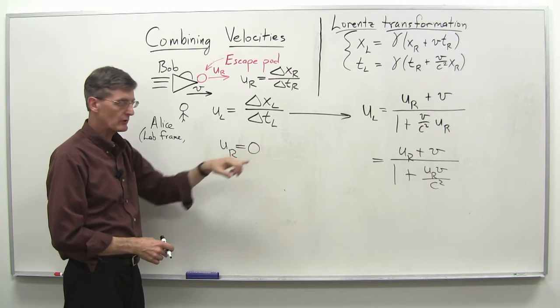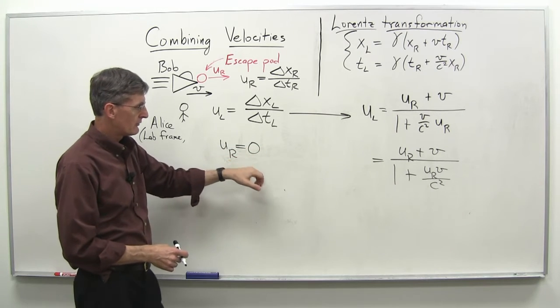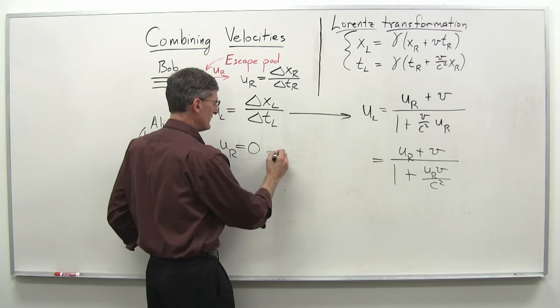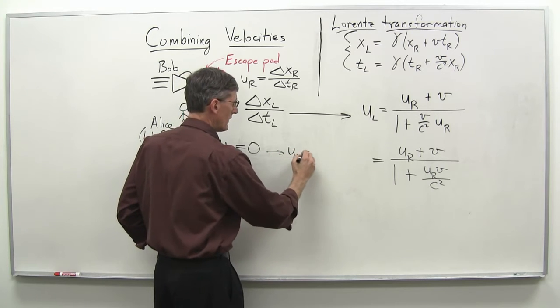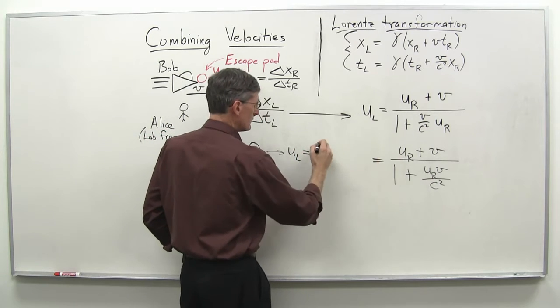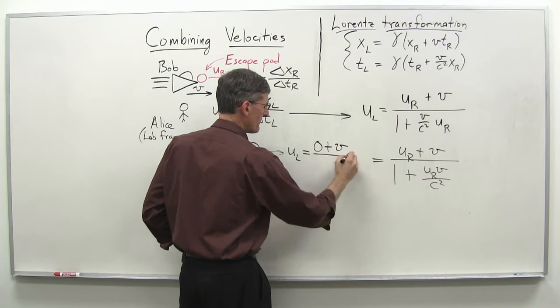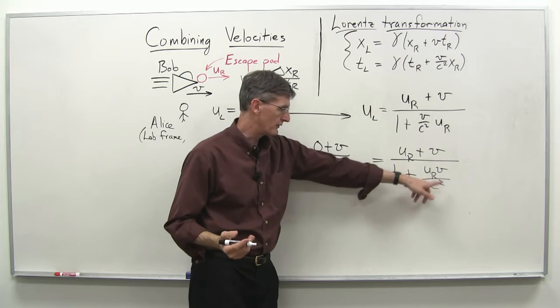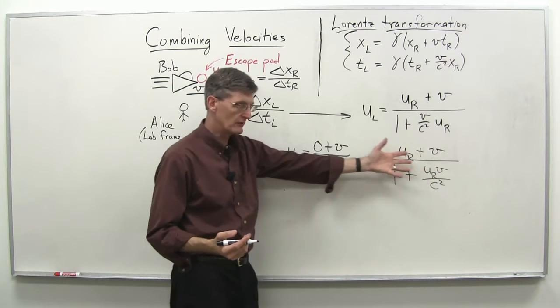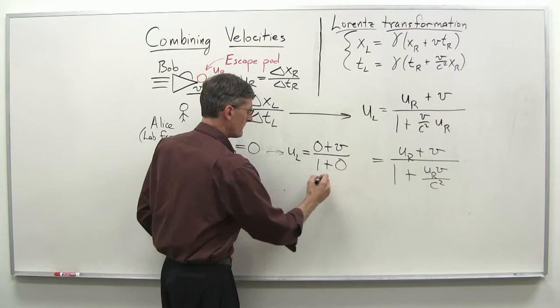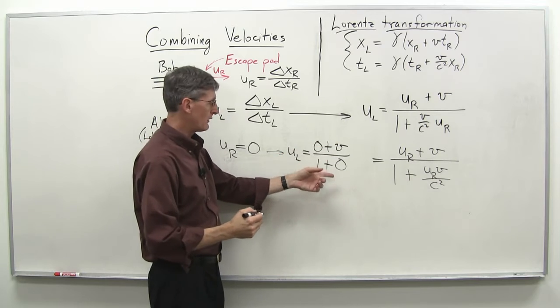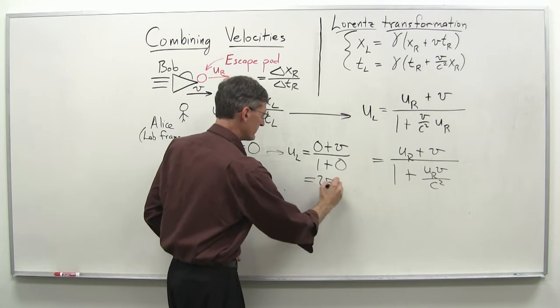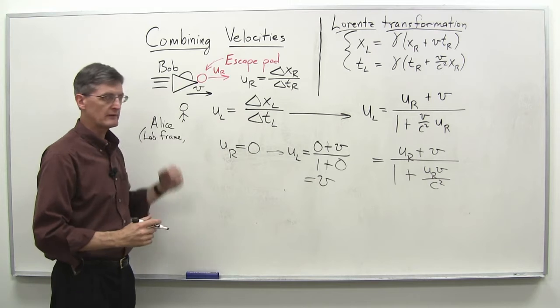So let's see if our equation works. u sub r equals 0. So let's plug that in here. That leads to u sub L equals 0 plus v over 1 plus, well, if u sub r is 0, this whole thing over here becomes 0. 0 times anything is 0, of course. So it's just 1 plus 0. I get v divided by 1. That's just v. And that's exactly what we'd expect to get.